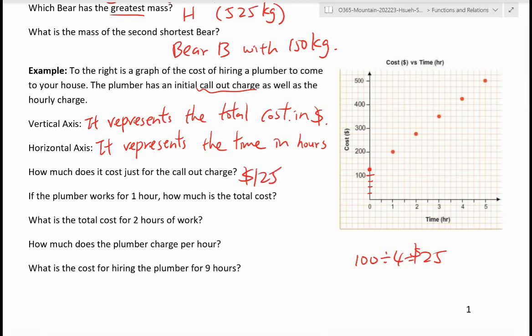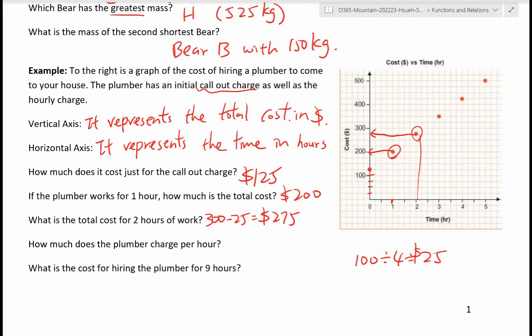If the plumber works for 1 hour, how much is the total cost? Here's 1 hour, and the total cost is this point right here, and you can see that it is $200. What is the total cost for 2 hours of work? Well, 2 hours of work is right here. That's this point, and this would be the cost. Again, we know each square is $25. That is one square below 300. So we go 300 minus 25, which is $275.